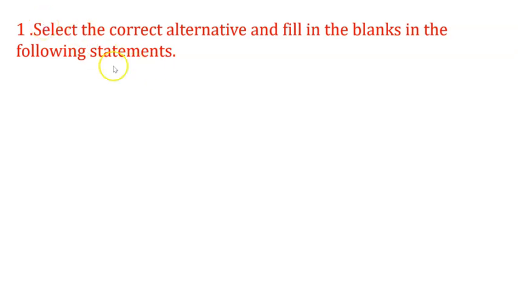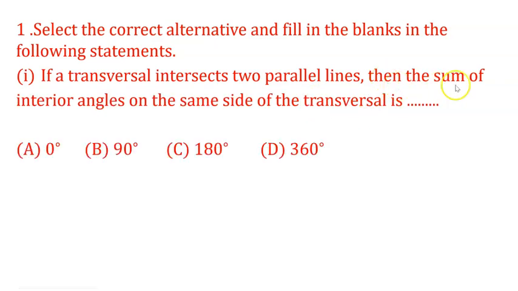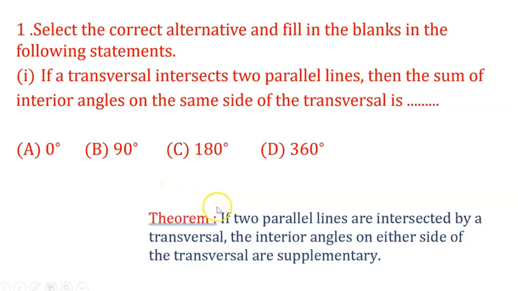First question: select the correct alternative and fill in the blanks in the following statements. If a transversal intersects two parallel lines, then the sum of interior angles on the same side of the transversal is: A is 0 degree, B is 90 degree, C is 180 degree, and D is 360 degree. Now see this here. The theorem: if two parallel lines are intersected by a transversal, the interior angles on either side of the transversal are supplementary.